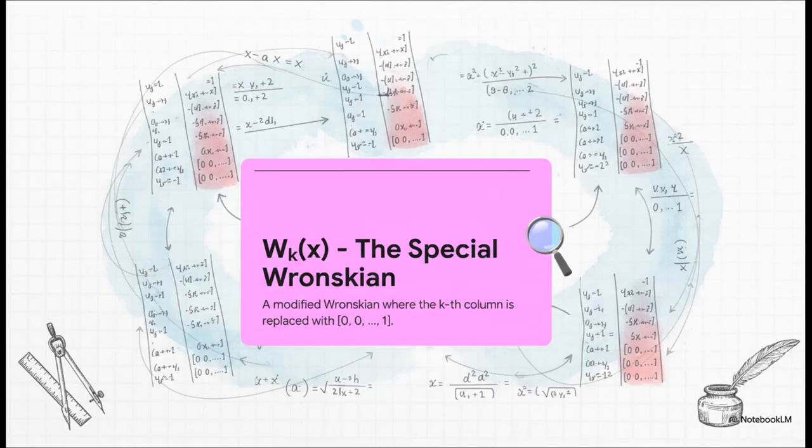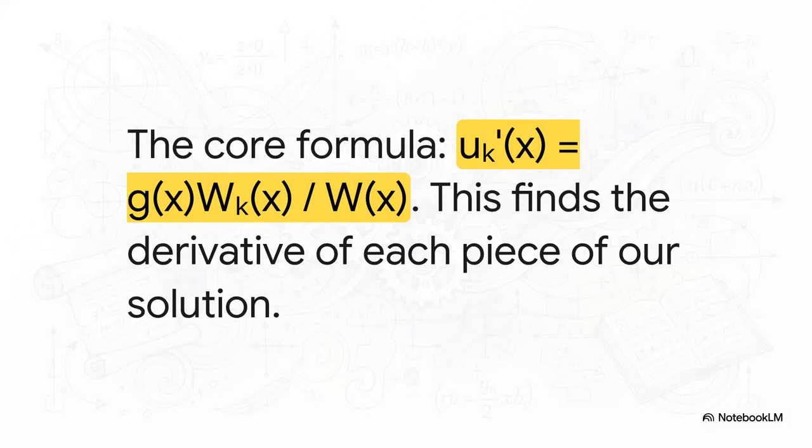Then we have its cousin, W_k of x. This is what I'm calling the special Wronskian. You make it by taking that original Wronskian we just talked about and replacing one of its columns, the kth column, with a very simple column of all zeros with just a single 1 at the very bottom. And we're going to need to calculate one of these for each part of our final solution. And boom, here is where it all comes together. This is the blueprint. See how the pieces fit? This formula gives us the derivative of the special functions we're looking for, the u_k's. We find each u_k prime by taking our g of x, multiplying it by the special Wronskian W_k, and then dividing the whole thing by the main Wronskian W.